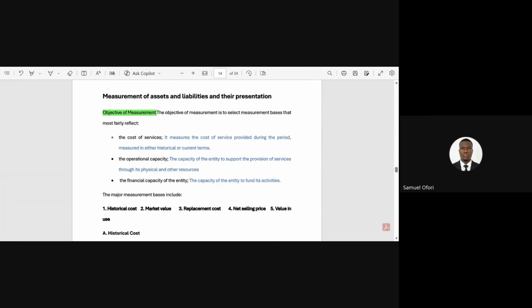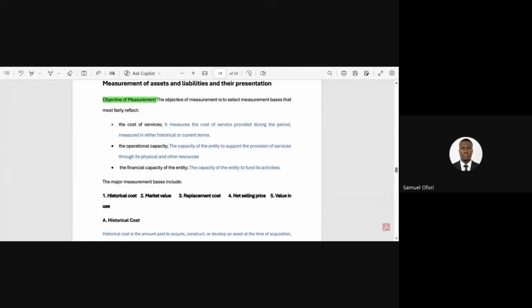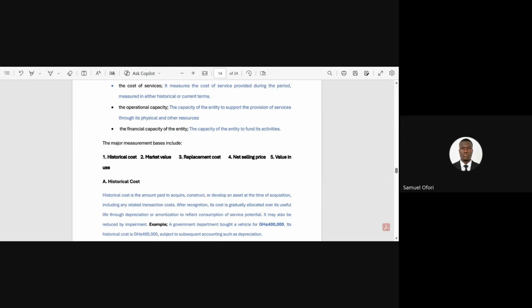So we have the historical cost, market value, replacement cost, net selling price, and value in use. Historical cost, as Bassett mentioned, is the amount paid to acquire, construct, or develop an asset at the time of acquisition, including any related transaction cost. After you recognize this, its cost is gradually allocated over its useful life, like depreciation, or you amortize the asset to reflect the consumption of the service potential.